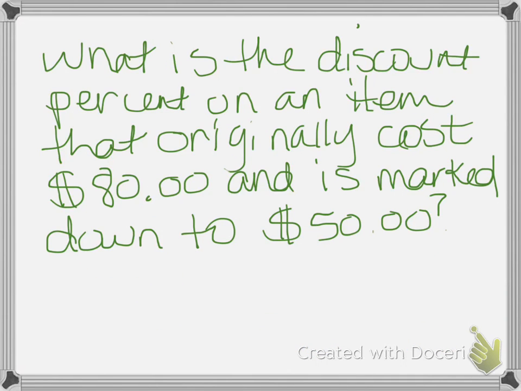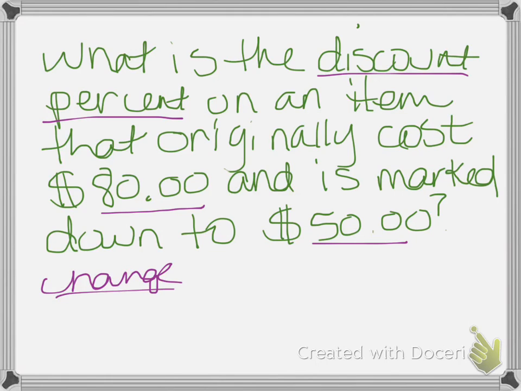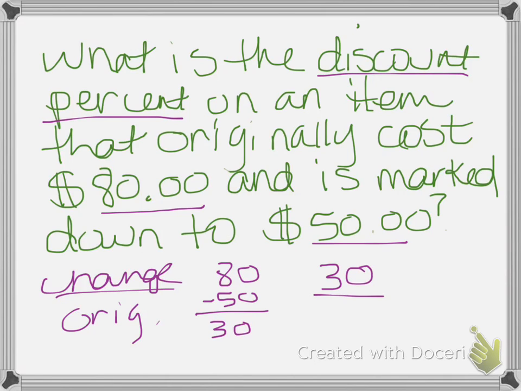Alright, so looking at the next one, what is the discount percent on an item that originally cost $80 and is marked down to 50? So this time we're doing a markdown, but we're still finding a percent. We're given both the old amount and the new amount. So again, that's change over original. And to do the change, we subtract. So 80 minus 50 is 30. And the change goes on top, and we're going to divide that by our original. And here the original is the original price, so $80. And so now I'm going to go to a page and do this division.